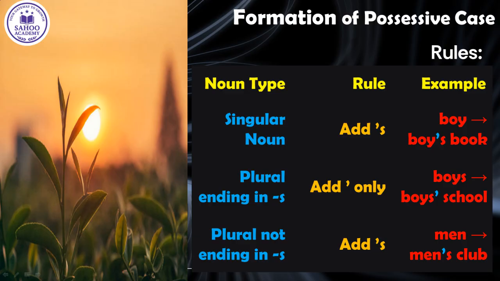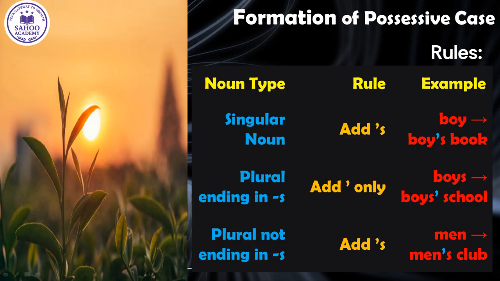Now move to the middle column, that is rule. For a singular noun, we add apostrophe s. For a plural noun ending in s, we add only an apostrophe. And for a plural noun not ending in s, we again add apostrophe s. Now look at the right column, that is examples.